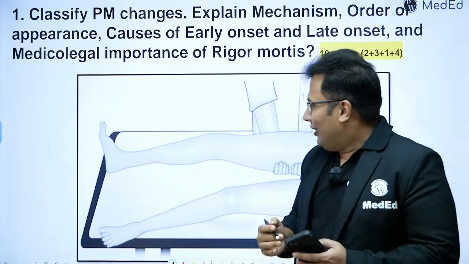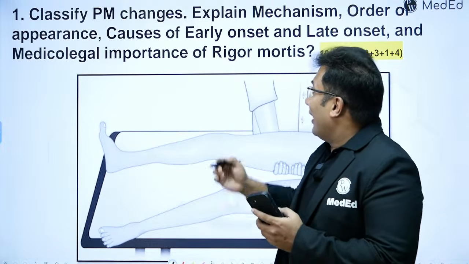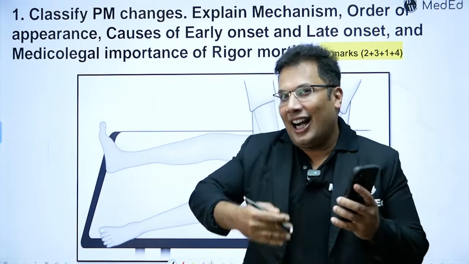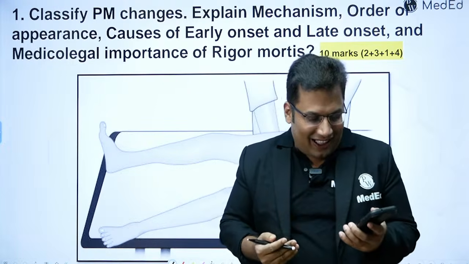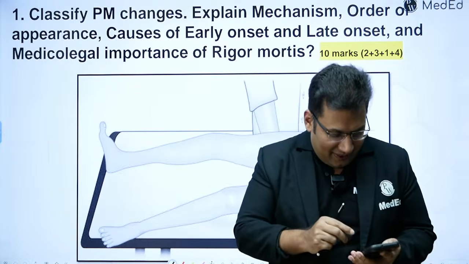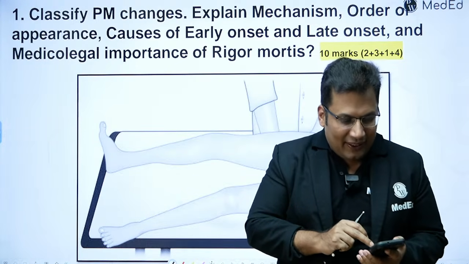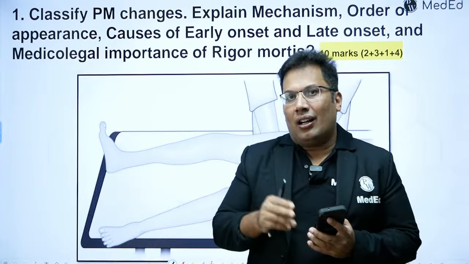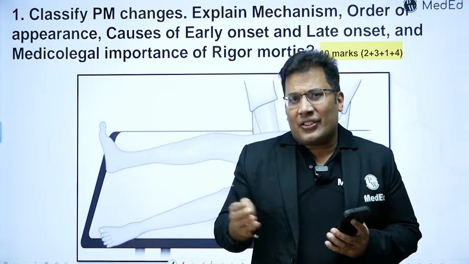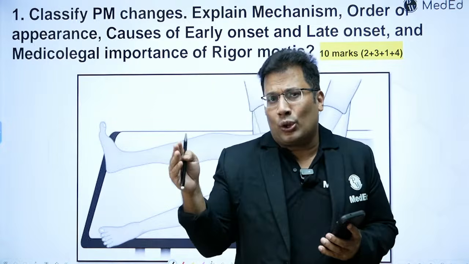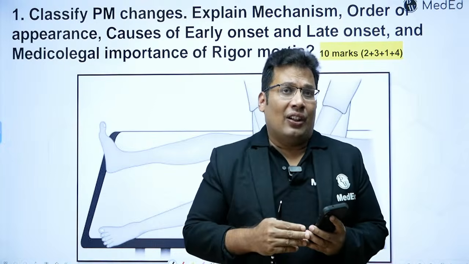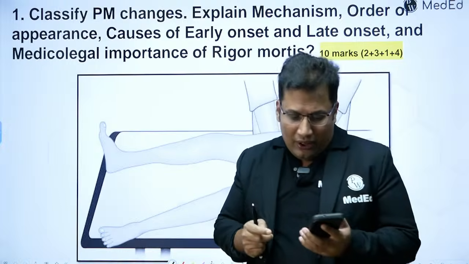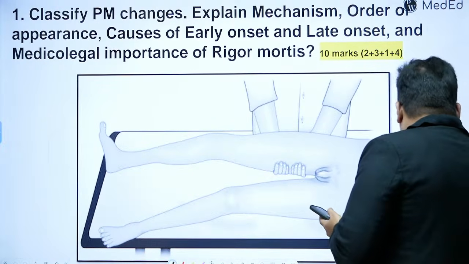So to begin with, all of you guys, rigor mortis is what type of post-mortem change? Is it early change or late change or is it immediate change? So rigor mortis in general is an early post-mortem change. That starts after 1 to 2 hours, persists for about 36 hours, and it merges with the putrefaction, it disappears. It's an early post-mortem change. Let's see one by one.